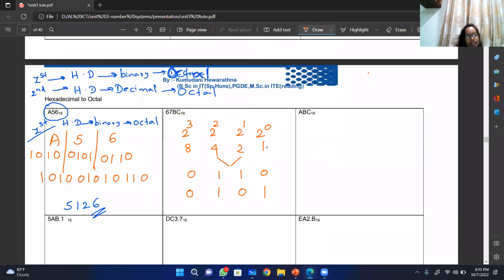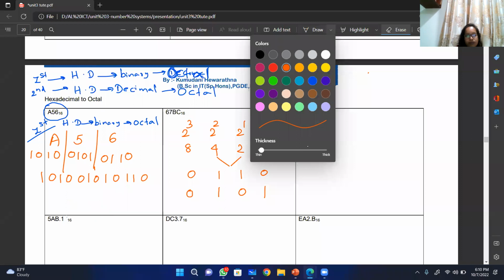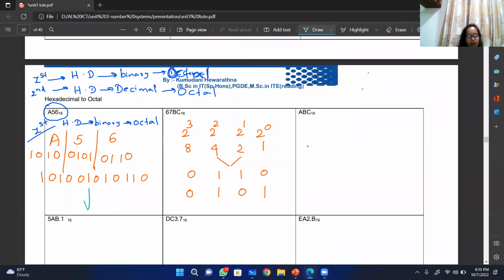Same way, A is 10, that is 8 plus 2. Right? This is now in binary. That binary we have to convert into octal again. This is in binary. We have to convert that one into octal.